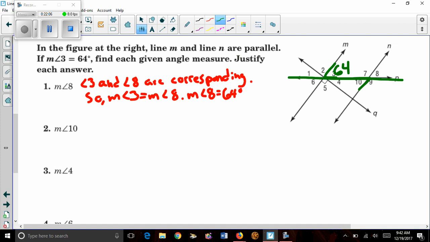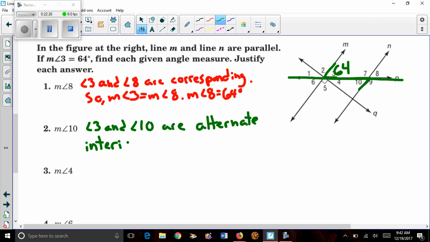Well, angle 3 and angle 10 are alternate interior angles. That means for us that the measure of angle 10 is equal to the measure of angle 3. So the measure of angle 10 is 64 degrees.